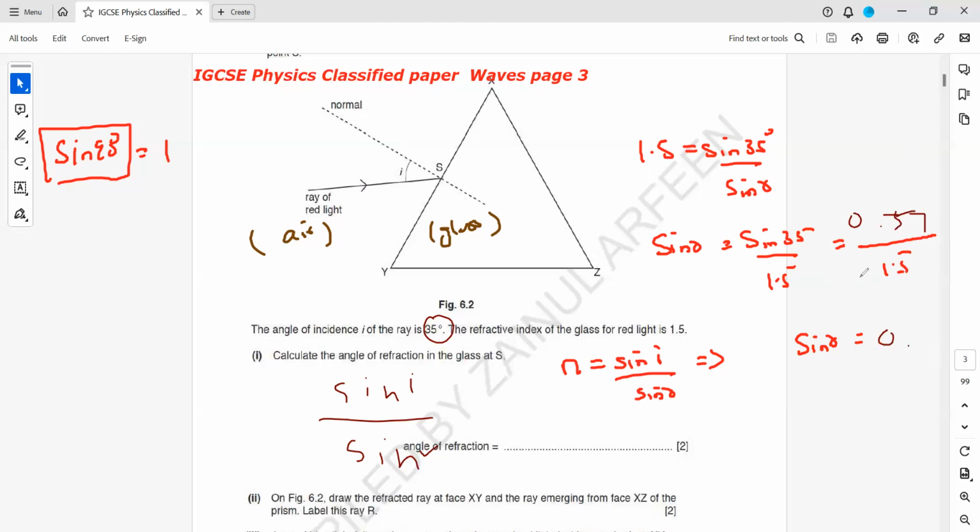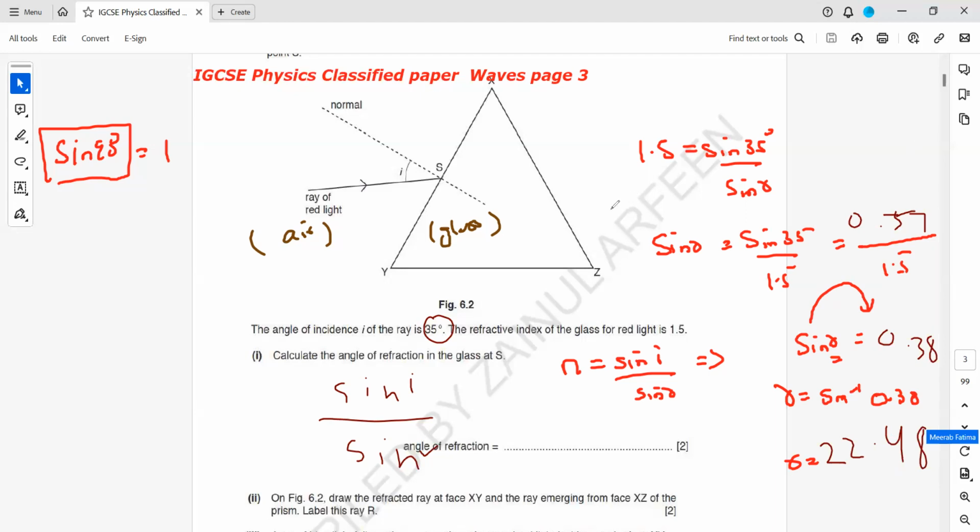0.57 divided by 1.5 gives 0.38. But what we need is R, so sine will move to the other side. So R will be equal to sine inverse of 0.38. So what is R? The angle of refraction is 22.33.